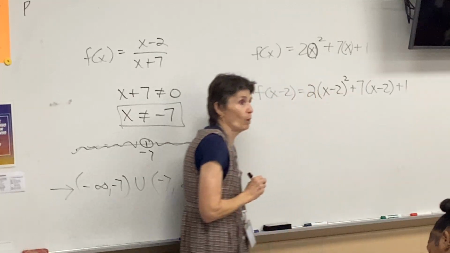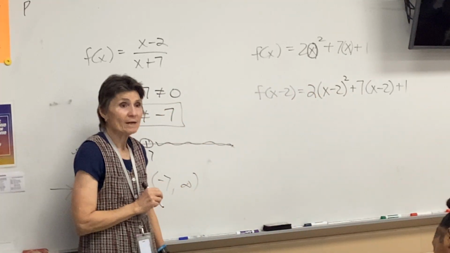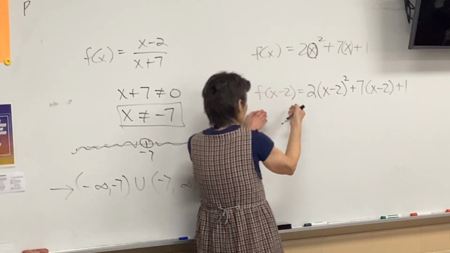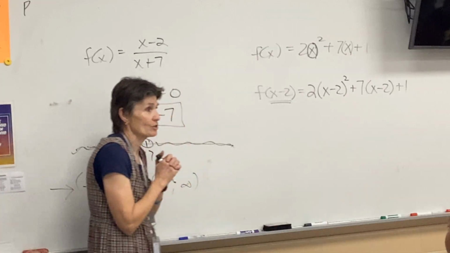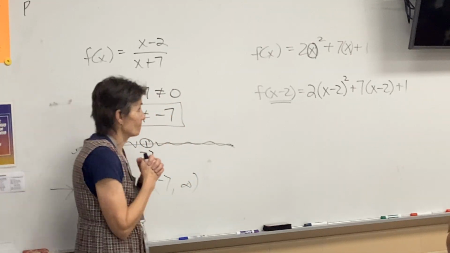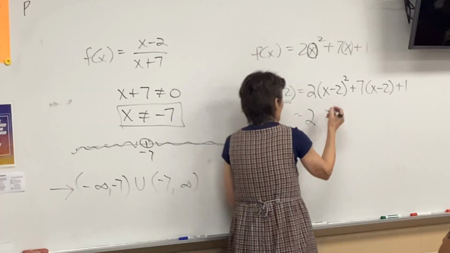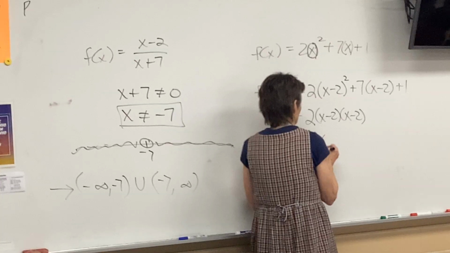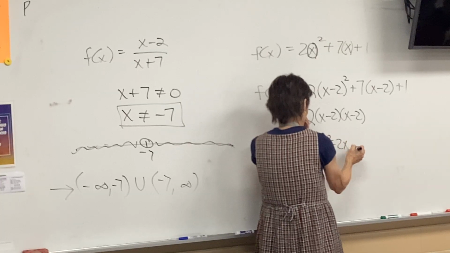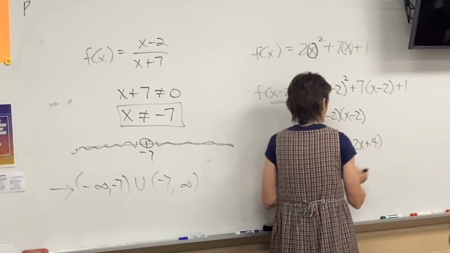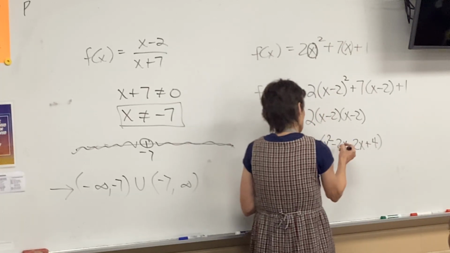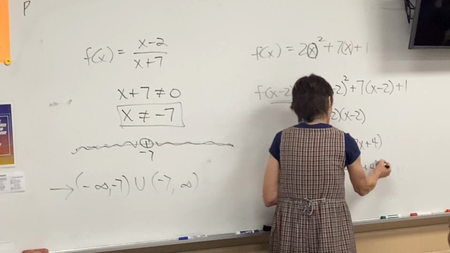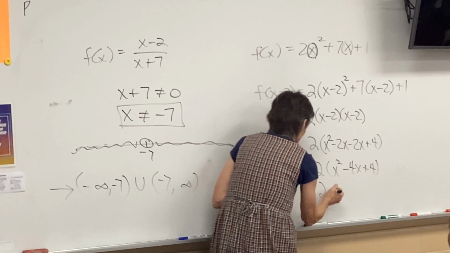So that would be step 1. When you evaluate a function, you take out the x and plug in whatever they tell you to plug in. So in this case, it's x minus 2. So now I'm going to FOIL this. And let's see, these combined. And finally distribute. I am not done.